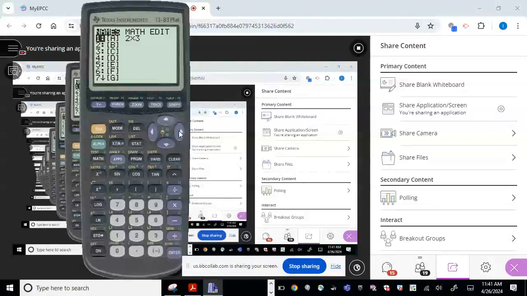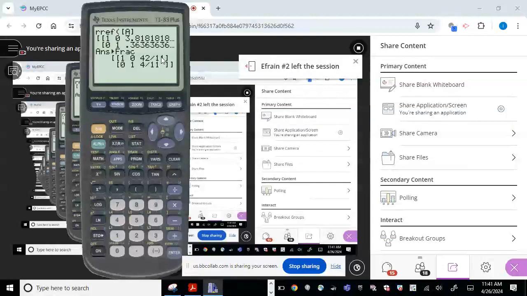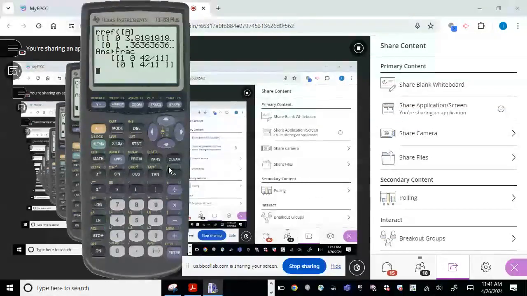So if you want to use matrices, remember what Mr. Carizales covered last week, the reduced row echelon form, which is the Gauss-Jordan. And if you press enter, I'm going to put A. Then it would tell you your answer. You notice your identity is here, 1, 0. Let me make that into a fraction. So your answers would be 42/11 and 4/11. So that's if you're allowed to use a calculator.